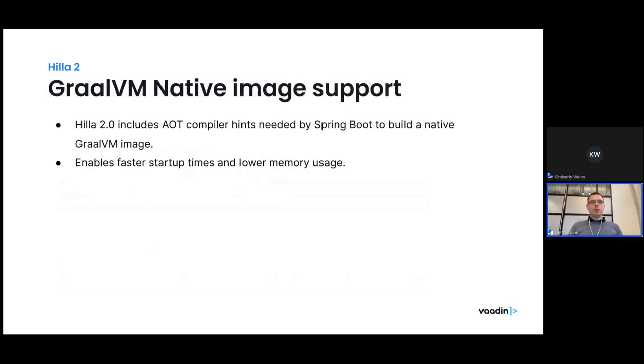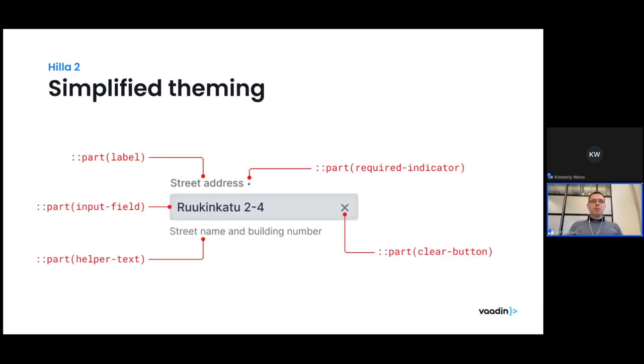Then we got the same GraalVM-based native image support as with Flow. So it works exactly as I described with Flow there. You get faster startup and lower memory usage. And in most cases, all you need to pay for that is slightly slower compilation times. We got the same simplified theming because, again, the components, the grids and text fields and buttons and all those, are the same between Flow and Hilla. And these improvements are also then available for Hilla users.